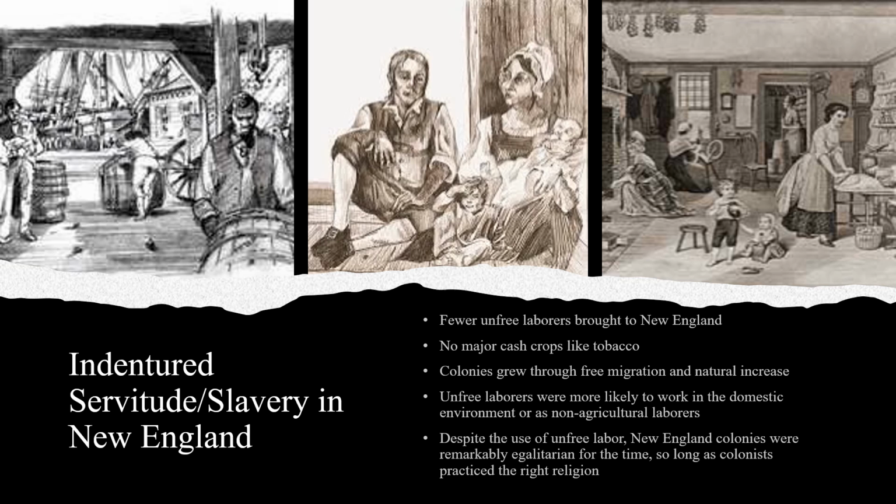New England's environment, its colder climate, shorter growing seasons, and rocky, unfertile soil made cash crop agriculture less practical in the region. Thus, while New England was not able to quickly amass wealth through the growth of the brown gold of tobacco, it did not have to import nearly as many unfree laborers as Virginia did.